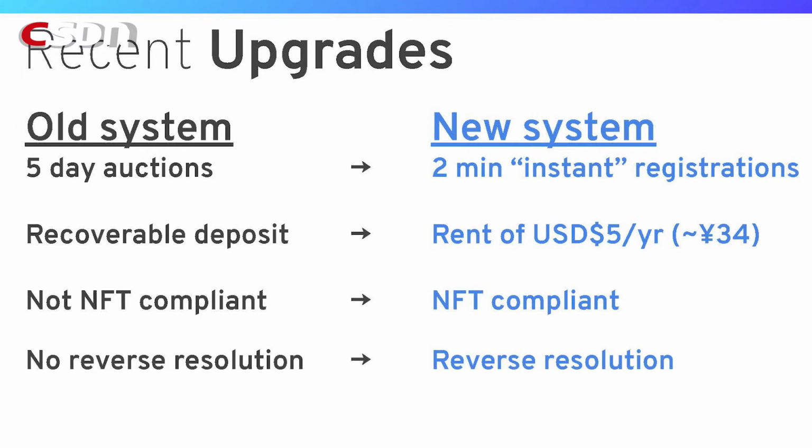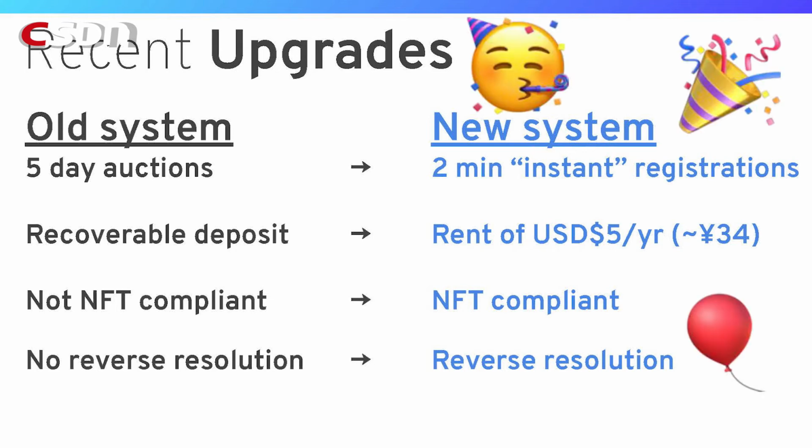And in the old system, we didn't have reverse resolution. So normal resolution is when you have an ENS name and you get information from its record. Reverse resolution is where you have, let's say, an Ethereum address, and you want to look up to see if it has a corresponding ENS name. This is really useful in dApps. I'll talk about it in a second. So we're really excited about this.